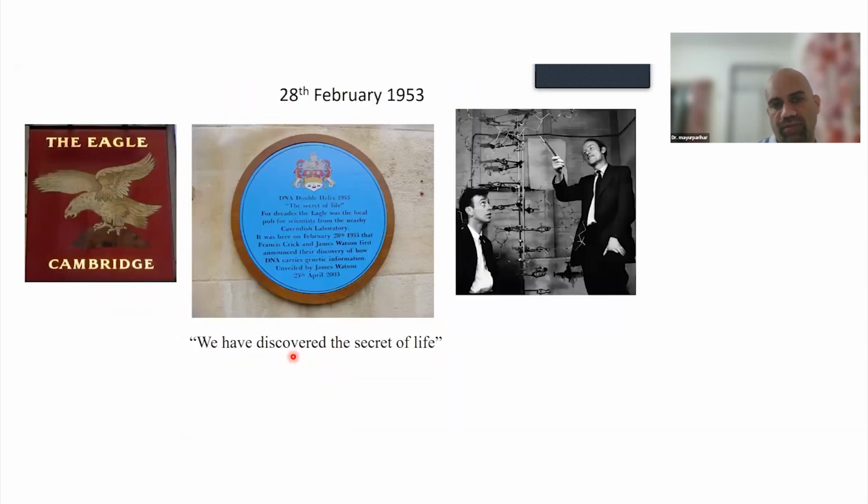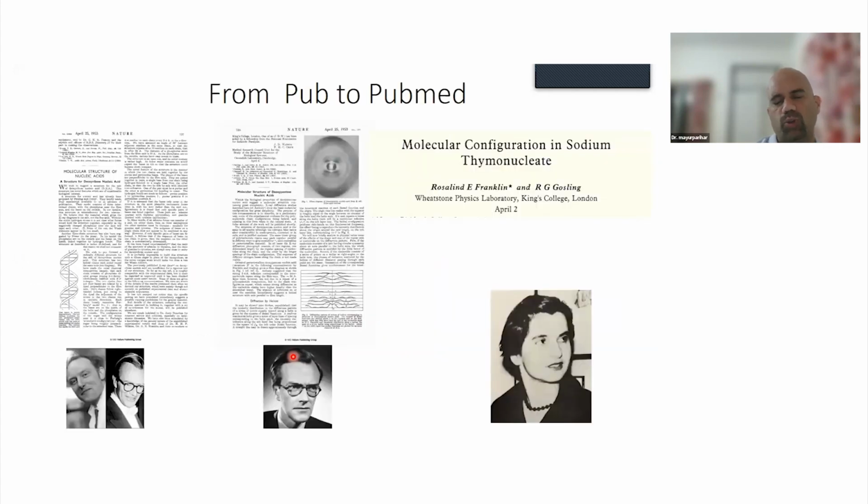So they went and said that they have discovered the secret of life. They went to a pub where they used to visit frequently and made that announcement that we have discovered the secret of life. Three papers came later that year. However, only Watson, Crick and Maurice Wilkins got the Nobel Prize for the DNA structure.